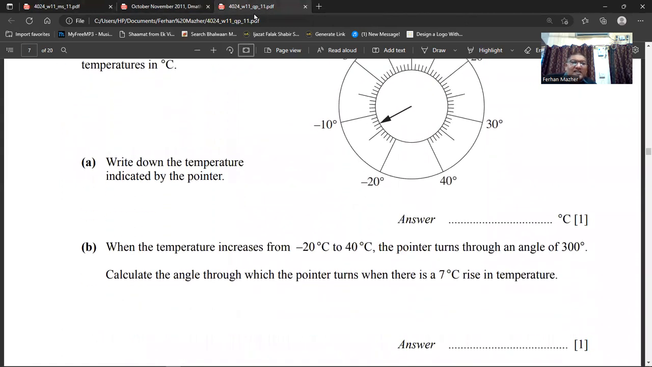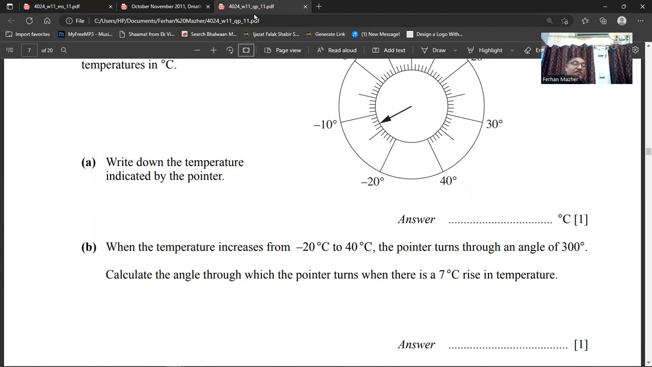Okay, the next thing they are asking is, when the temperature increases from -20 to 40 degrees centigrade, the pointer turns through an angle of 300 degrees. Calculate the angle through which the pointer turns when there is a 7 degree centigrade rise in the temperature. You see, it's very simple. When the temperature changes from -20 to 40, the change in the temperature is 60 degrees, and that is represented with an angle of 300 degrees.